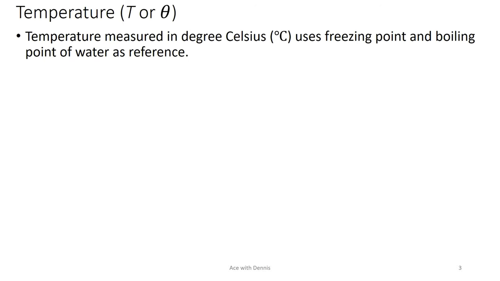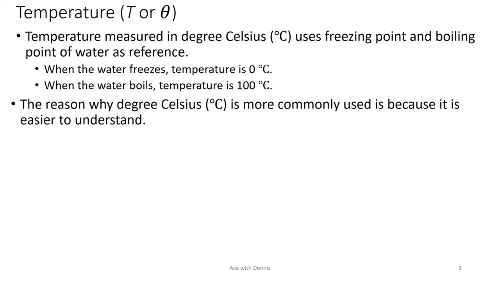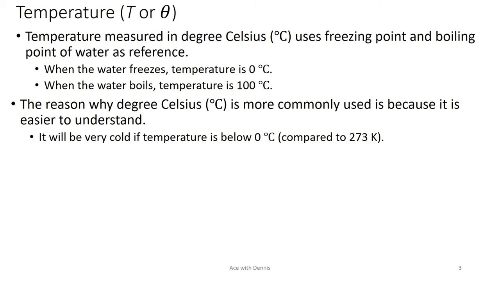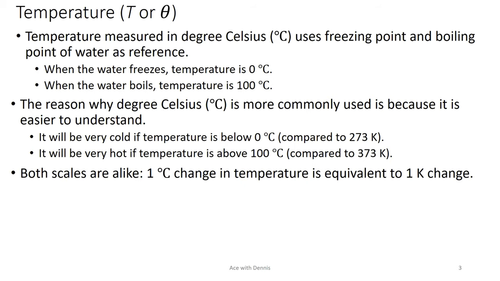Temperature measured in degrees Celsius uses the freezing point and boiling point of water as reference. When the water freezes, the temperature is 0 degrees Celsius. When the water boils, the temperature is 100 degrees Celsius. The reason why degrees Celsius is more commonly used is because it is easier to understand. It will be very cold if the temperature is below 0 degrees Celsius, compared to 273 Kelvin. It will be very hot if the temperature is above 100 degrees Celsius, compared to 373 Kelvin.